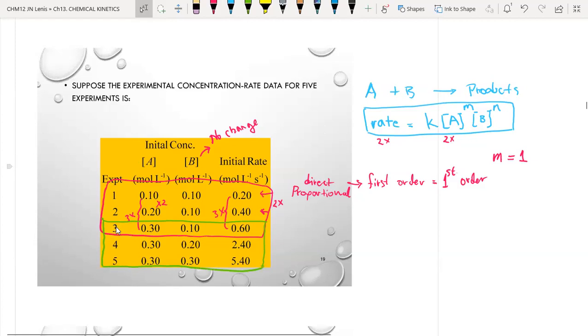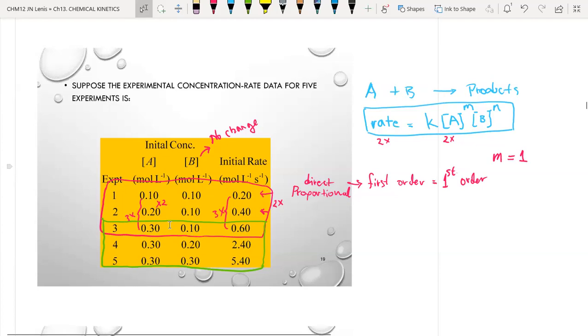So now we are going to analyze 3, 4, and 5. We don't care about what happened here. We already got the information from here, but we are interested to know how changes made on concentration of B will affect the rate of the reaction.